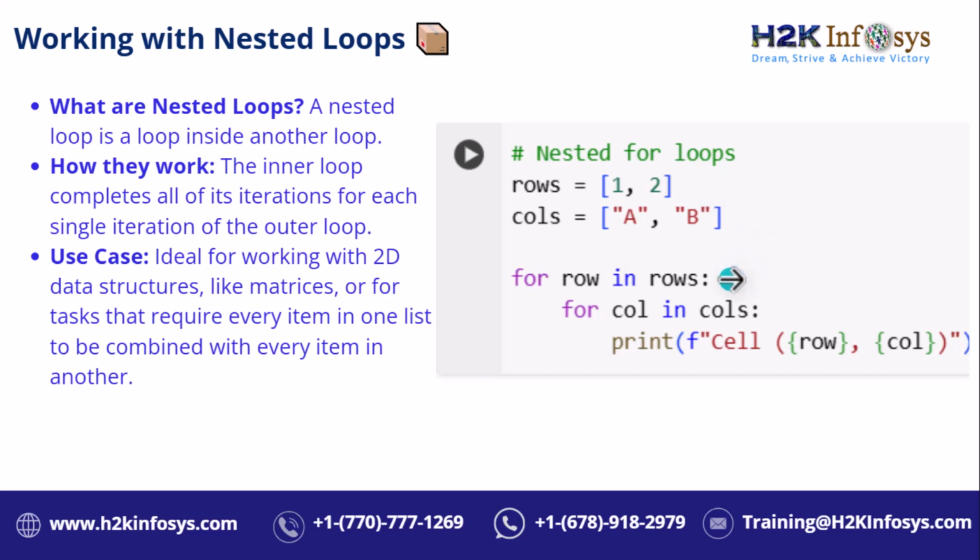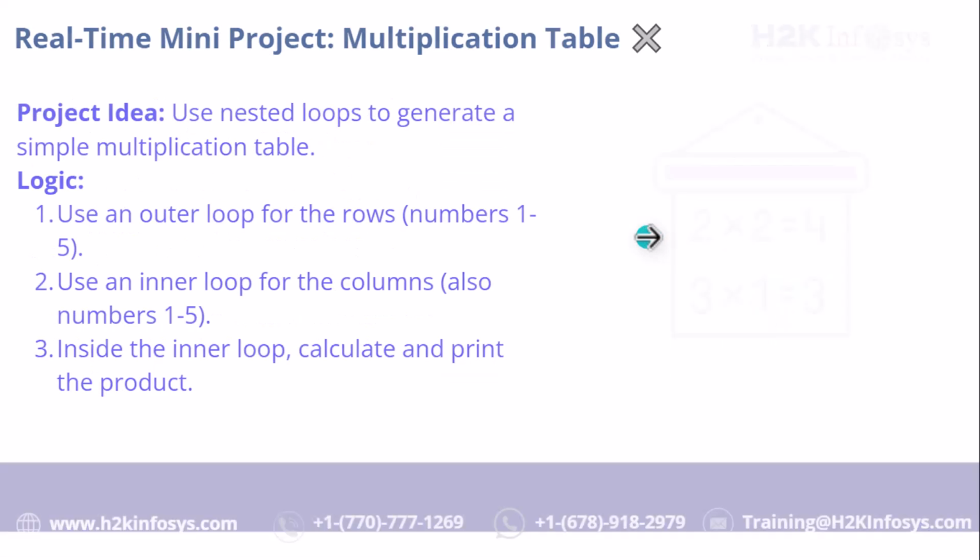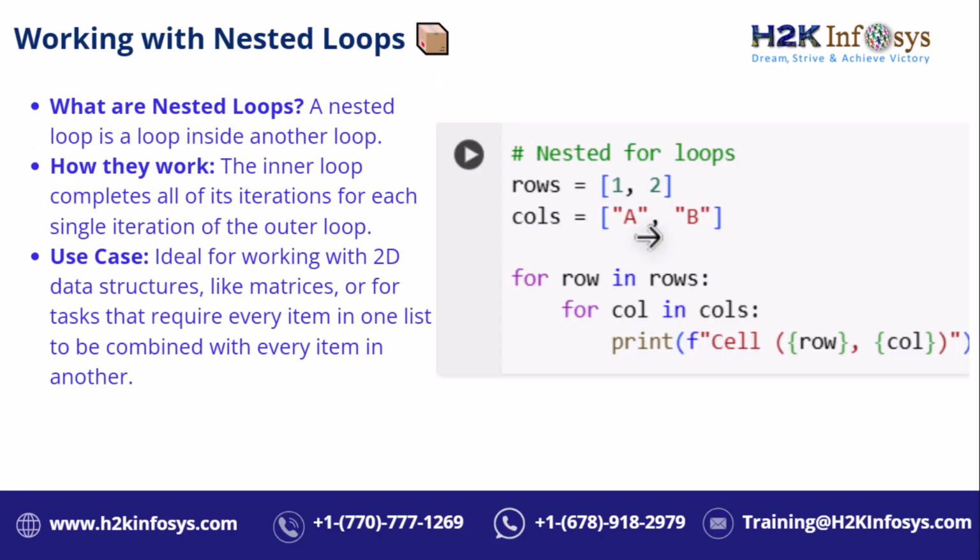So first thing is the outer loop over rows. So what is that? The first element is 1. So it chooses 1 and then it comes into the columns. What is the first column? It is A. So 1 comma A, and then it will first complete this second for loop. What is the next one? B. So 1 comma B.